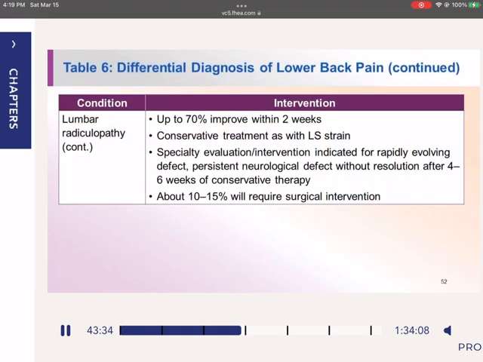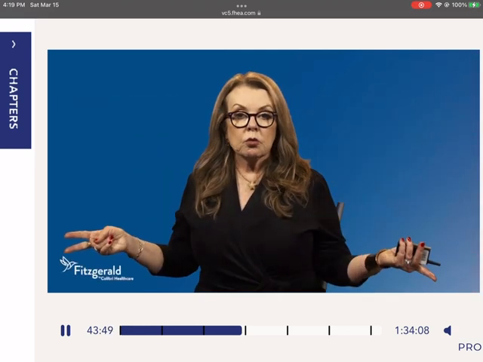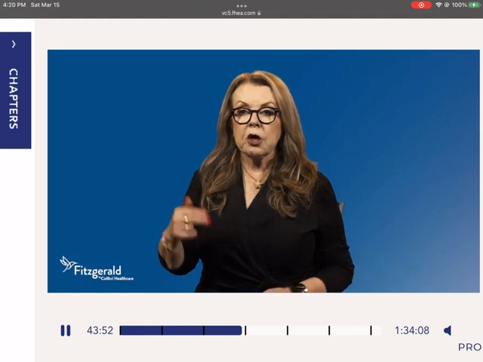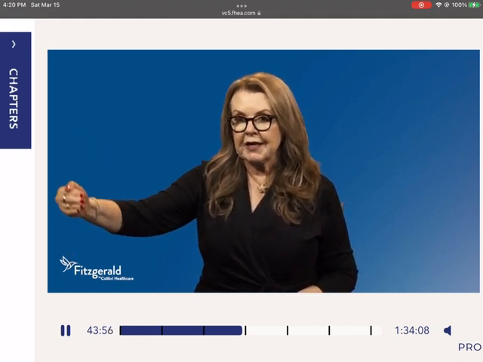What's the intervention with lumbar radiculopathy? Keep this in mind. This is an important piece of information to get to the patient, because the patient's pretty miserable. Up to 70% improve within 2 weeks. What are we getting the idea here? With low back pain, time is often your best intervention.